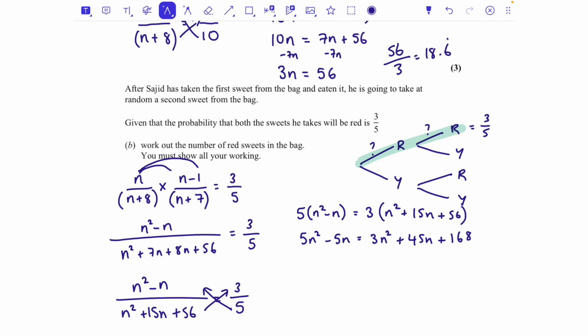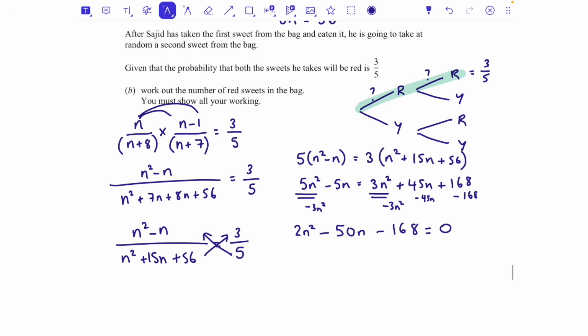So I'm looking at the fact that I've got 5n squared and 3n squared, and I'm thinking, right, let's take away 3n squared from both sides and get all our terms on the left. So 2n squared, now let's take 45n away from both sides, minus 50n, and then let's take 168 away from both sides, and then it equals 0, which is what we want for a quadratic. But all of these terms are in the 2 times table. So I'm going to divide both sides of my equation by 2, just to make it a little bit easier to factorise. So n squared minus 25n minus 84 equals 0.